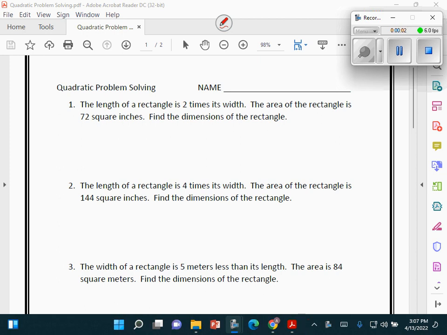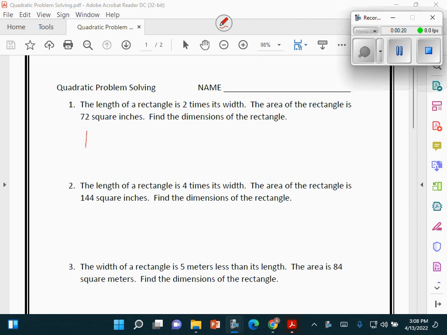We're going to be looking at some quadratic problem solving. I'm going to work through some of the problems with you, and some of them I will help you set up. So the first four have to do with rectangles. So let's read number one, the length of a rectangle.